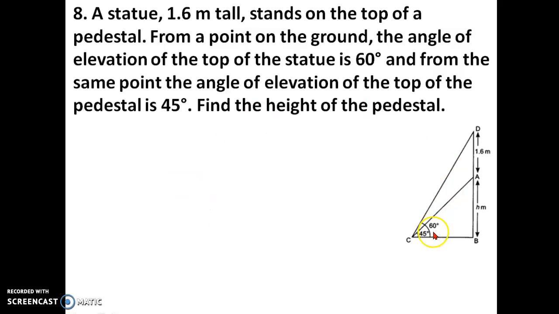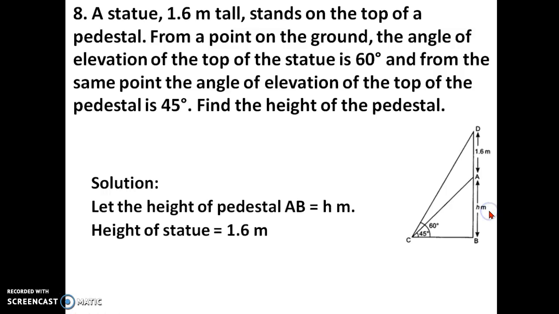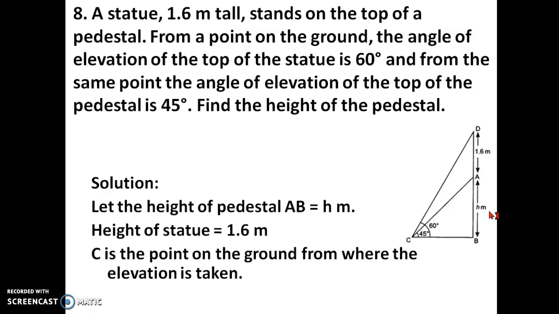This problem is very similar to the previous problem, where we had to find the upper part. Here we have to find the lower part. If you see the diagram, it's very similar to the previous problem. So we have to find the unknown h now. Let's start. Let's write the given data. The height of the pedestal is h meters and the height of the statue is 1.6 meters.